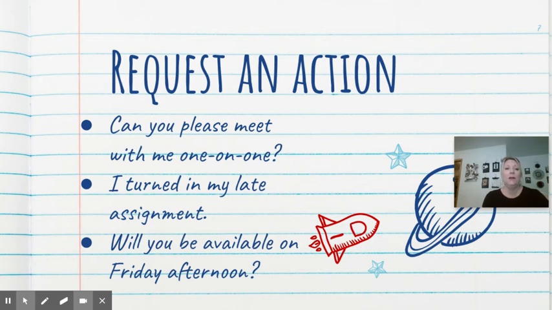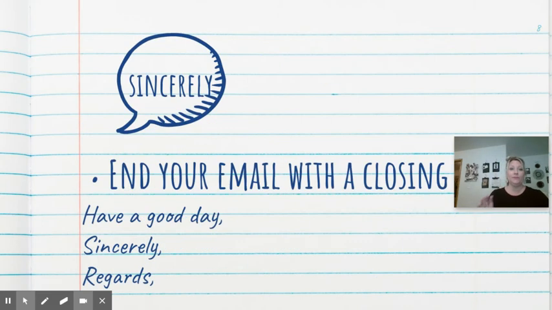Then you're going to request an action. This may be you need an answer to a question, or you have a request that you need an answer to. Some examples are, can you please meet me one-on-one? I turned in my late assignment. Or will you be available on Friday afternoon? These are just examples.